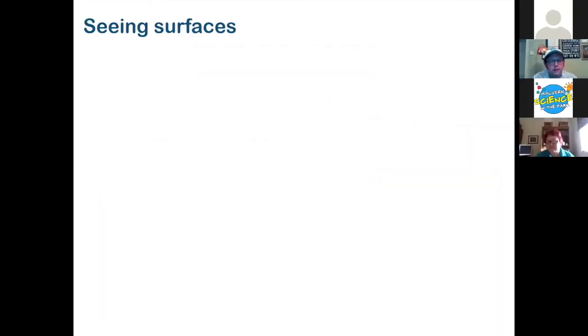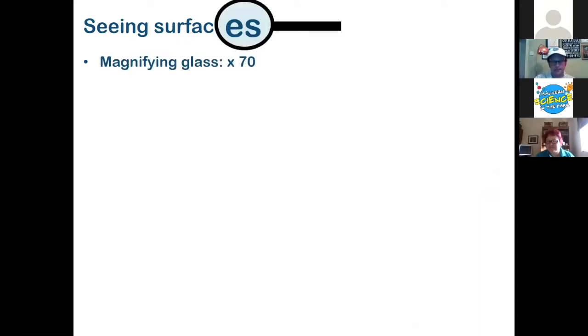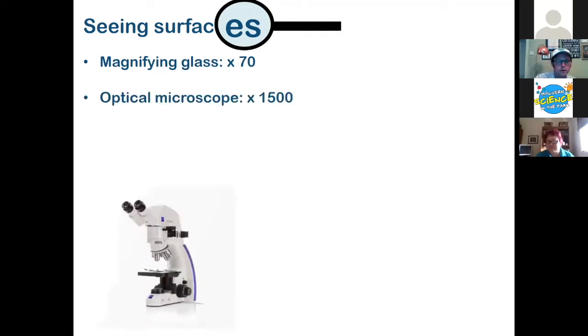Surfaces basically make up the bit of a material that interacts with the outside world. So there's lots of interesting features on a surface. So how can you actually see these? First of all, you can use a magnifying glass. They can generally get magnifications of up to about 70 times. Or you can use an optical microscope to see things like cells. These can get to magnifications of about 1500 or so. That's about as far as you can get with light.